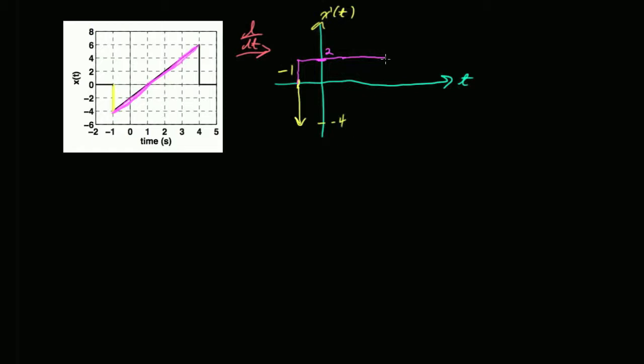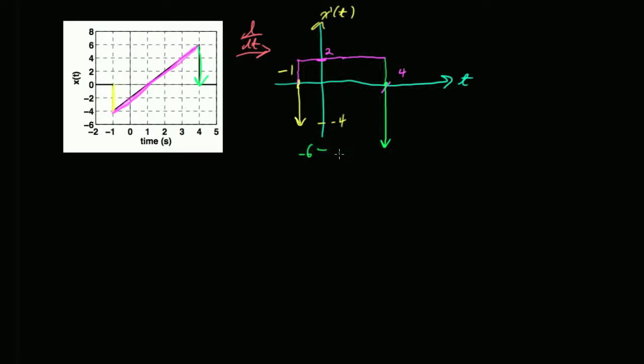And that goes on until we get to t equals 4. And then what happens at t equals 4? We get another negative impulse, and that impulse is going to have an area of negative 6. And there you go. So right now, I've plotted for you the derivative of x of t.